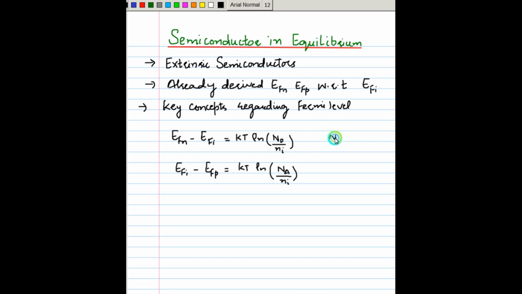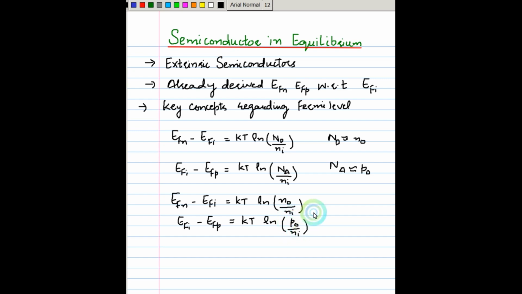We also know that ND is almost equal to n0 and NA is almost equal to p0. So these expressions can also be rewritten as EFN minus EFI equals KT ln n0 upon Ni, and EFI minus EFP equals KT ln p0 upon Ni. So this is the same expression which is given in your book in section 3.7.1.